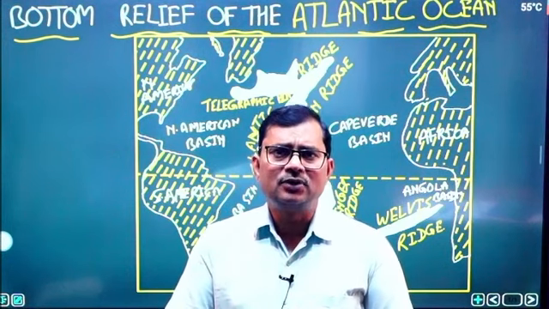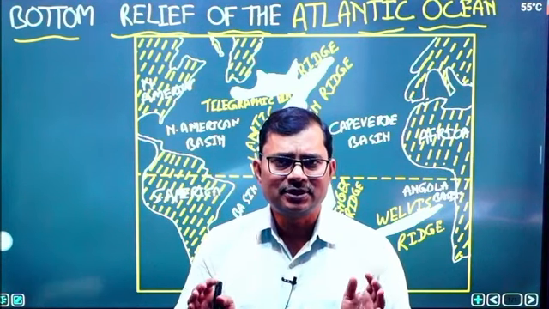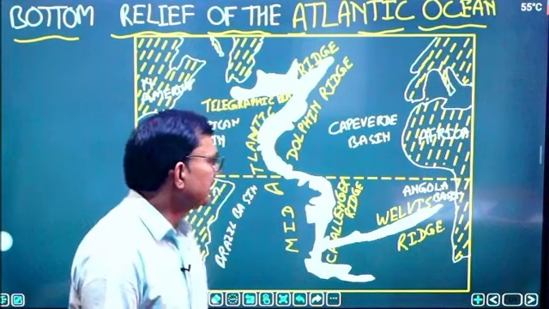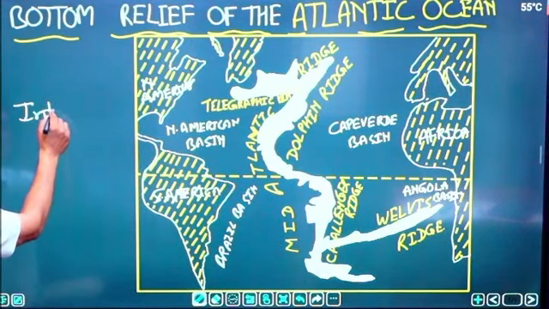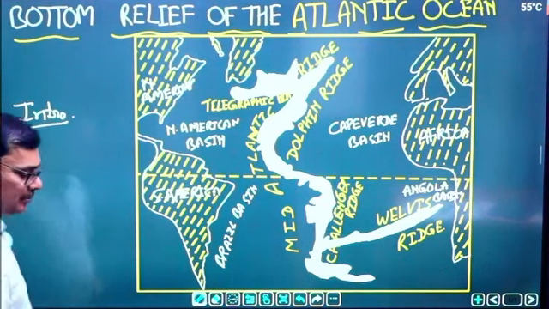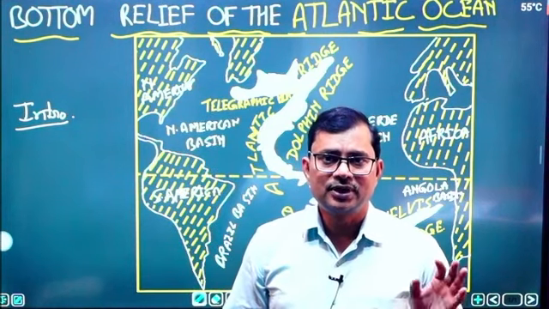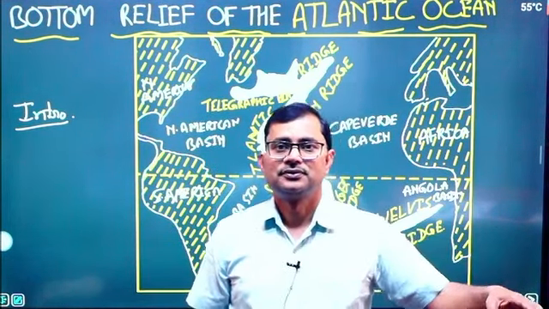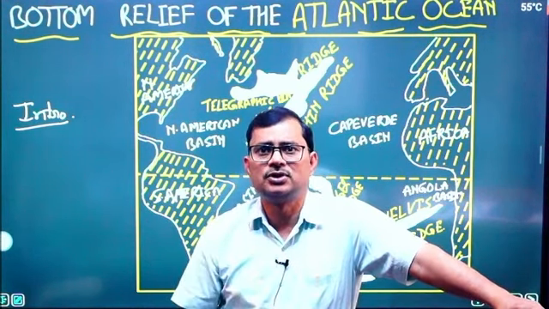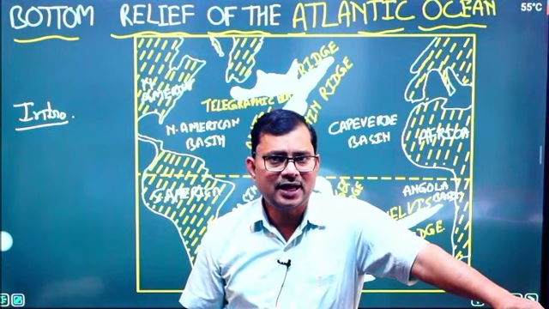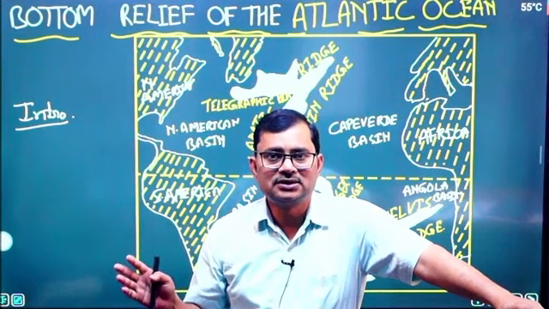So students, while you read about the bottom relief of the ocean, then सबसे पहले उसके इंट्रोडक्टरी पार्ट को देखिए कि इसका इंट्रोडक्टरी पार्ट क्या होगा. इंट्रोडक्टरी पार्ट में आप कह सकते हैं कि bottom relief of the Atlantic Ocean is a very important feature of this ocean, because this Atlantic Ocean is the second largest ocean of the world, but the world's longest submerged ridges are found there.